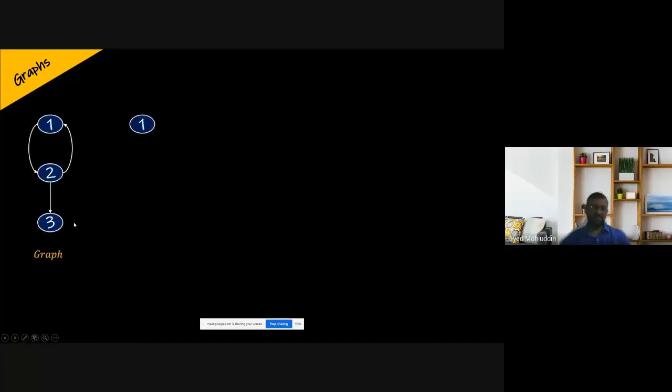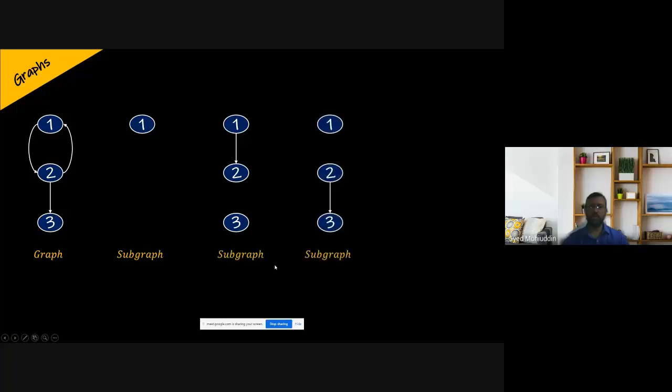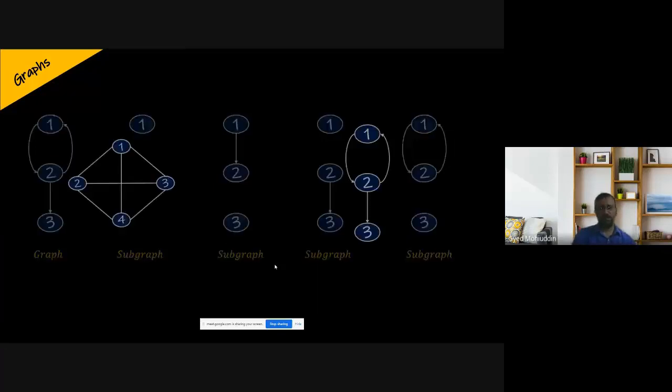Let us take this. Even a single node, vertex 1, is a subset of vertices 1 to 3, so it's a subgraph. We can have these three vertices connecting 1 to 2. It's a subgraph. Even this is a subgraph. Even this is a subgraph. So subgraph means it's a part of the graph, part of the vertices, part of the edges, sub-edges, sub-vertices. So these are some examples of subgraphs.